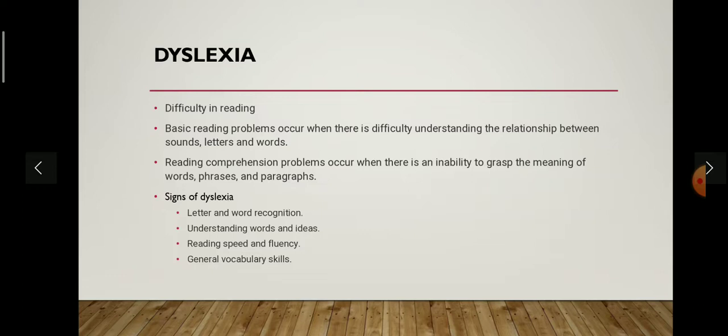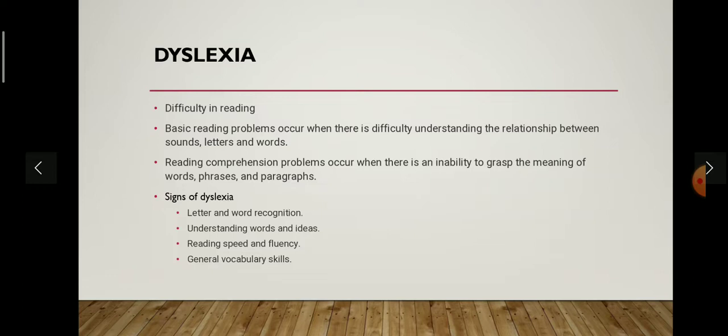Students face difficulty in reading. Reading also has two types. Basic reading problems occur when there is difficulty in understanding the relation between sounds, letters, and words. And reading comprehension problems occur when there is an inability to grasp the meaning of words, phrases, and paragraphs. And these are the signs of dyslexia which we see in children who have dyslexia.